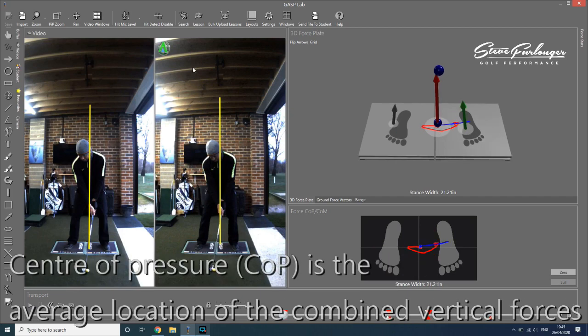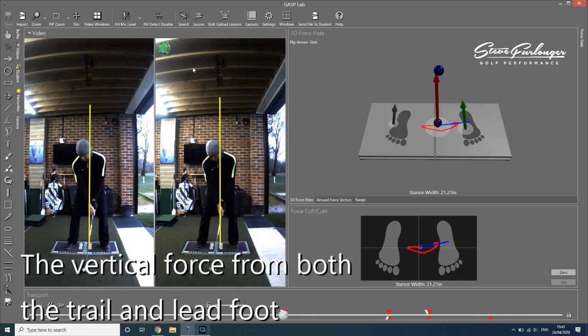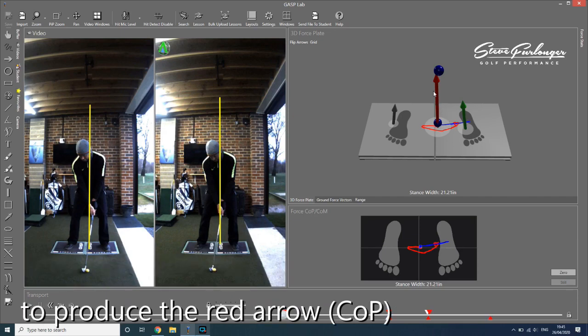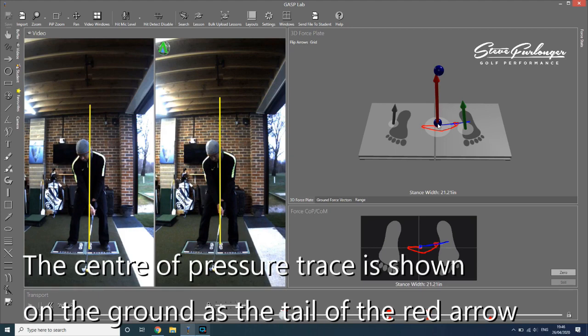Center of pressure is the average position of the combined vertical forces from both the trail and lead foot. So if we add up the contribution from the gray arrow and the green arrow, we get the red arrow. The center of pressure is shown as a trace as the tail of the red arrow.